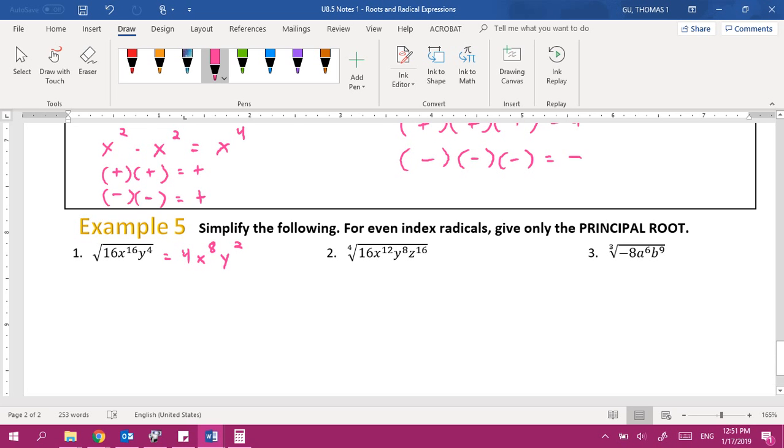So then 16 divided by 2 is 8, and then 2 divided by 2 is 2, so you get x to the 8th y squared. Now, you notice how these are even exponents, which means that this answer will always come out positive. So we don't have to do anything with this. That's the answer.